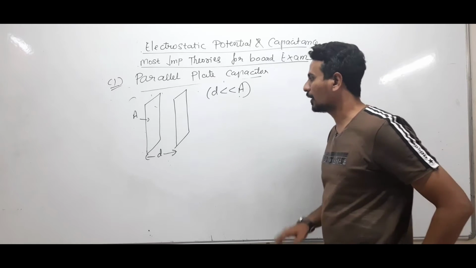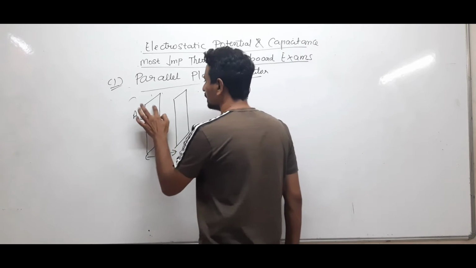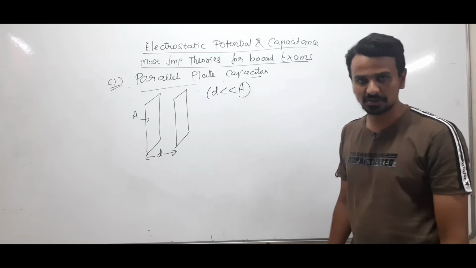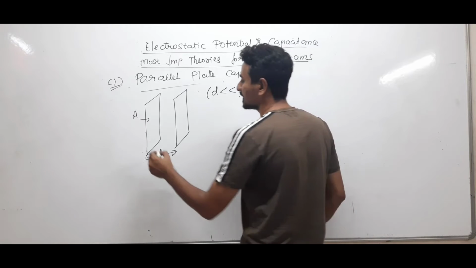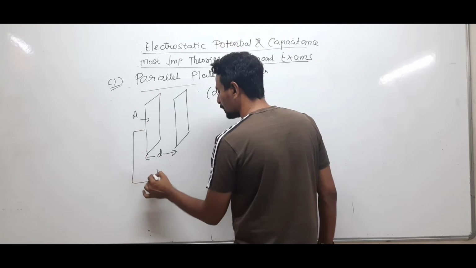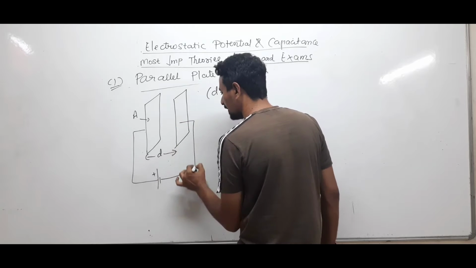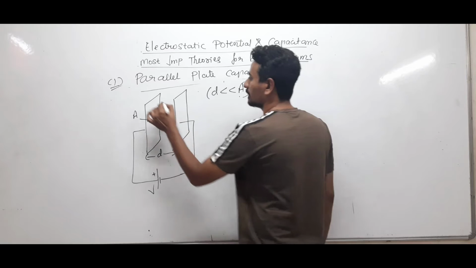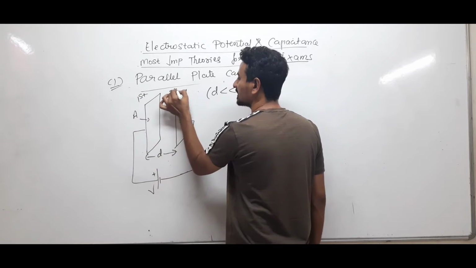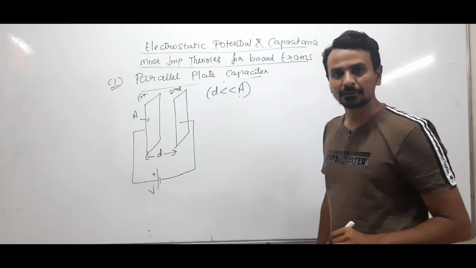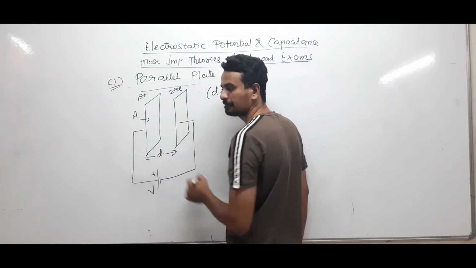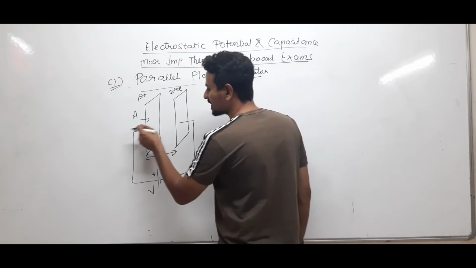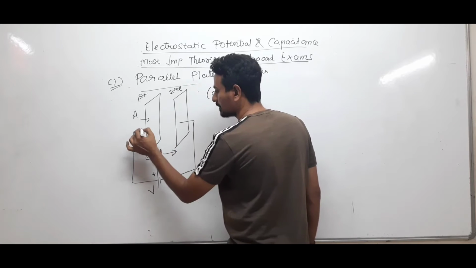Now, initially the plates are uncharged. Suppose I connect them with the help of a battery. You don't have to write these things in your answer. Let us call this the first plate and this the second plate. This is the positive terminal of the battery, and this is a neutral plate, so electrons from this plate will be attracted.